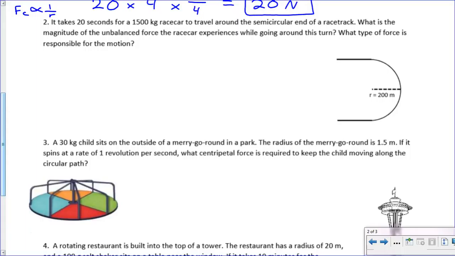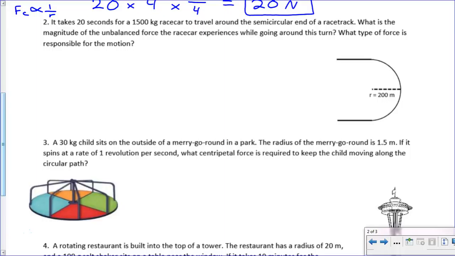All right, problem number 2. What we've got here is an issue where we have to find speed to plug it into the centripetal force equation. It gives you some information about a racetrack. It says that a race car is going around this semicircular path and that it takes 20 seconds to get around the semicircle.